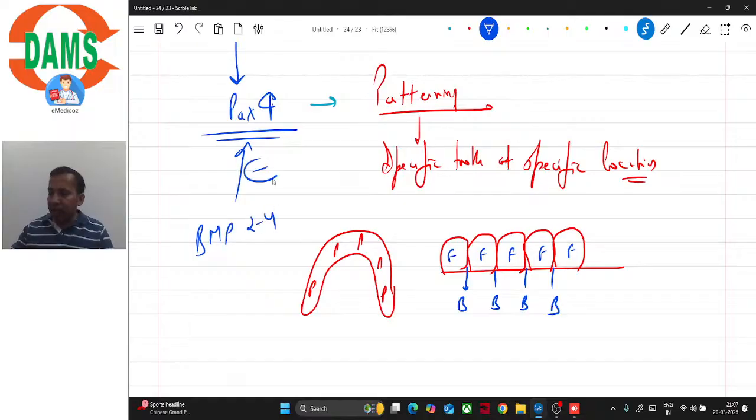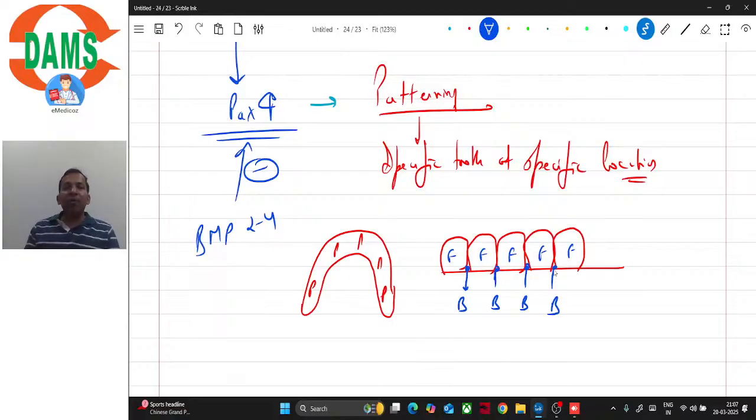BMP 2 and 4, they are inhibitory. As I told you, they are inhibitory. So they inhibit PAX9. So BMPs are expressed in the interdental region, whereas in the dentate area, FGF8 is expressed. So what will happen if there is an overexpression of FGF8? There will be supernumerary teeth.